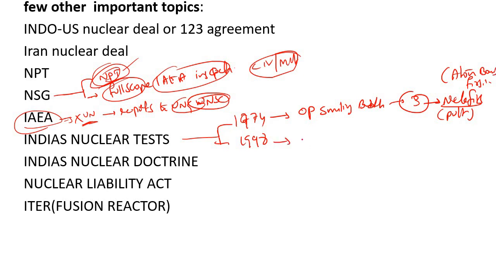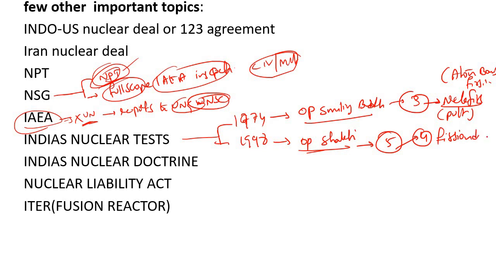In 1998, nuclear tests were conducted under the name of Operation Shakti. Okay, this is Operation Smiling Buddha, Operation Shakti. In this, 5 nuclear tests were conducted, in which 4 were fission devices, meaning atom bombs, but one was a thermonuclear bomb. Thermonuclear means a hydrogen bomb.